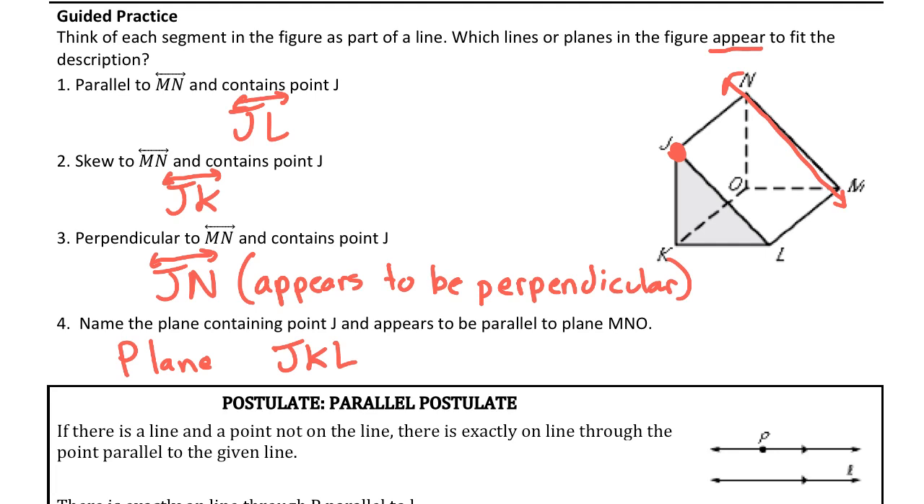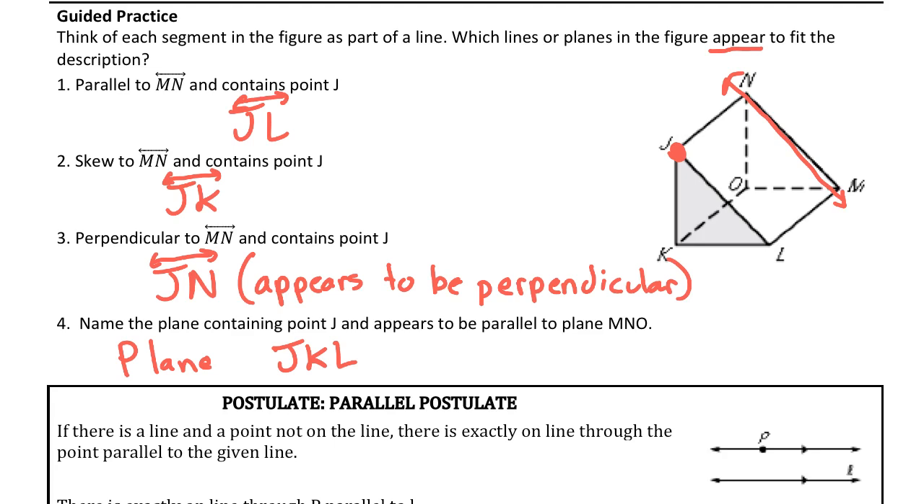So those would be parallel because they're part of the same plane and they never intersect. And then skew has a similar definition of parallel. Skew means never intersecting, but not part of the same plane. So JK would be an example of a line that never intersects MN, but isn't part of the same plane.